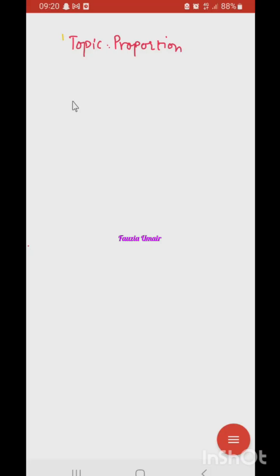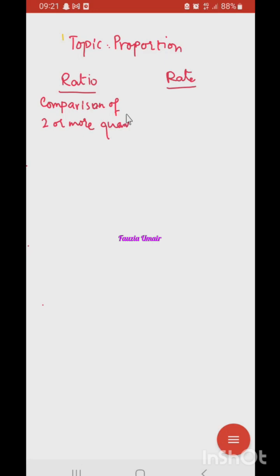First of all, we need to see what a ratio is. You are familiar with the words ratio and rate. I want to ask if any one of you can recall what ratio is. Ashman: Ratio is the comparison of two or more things. That's right. Ratio is the comparison of two or more similar quantities. Yes, there can be more than two also.